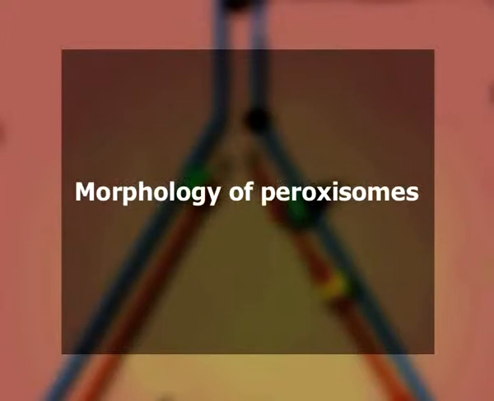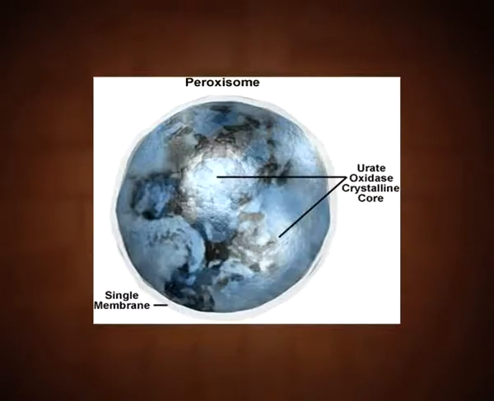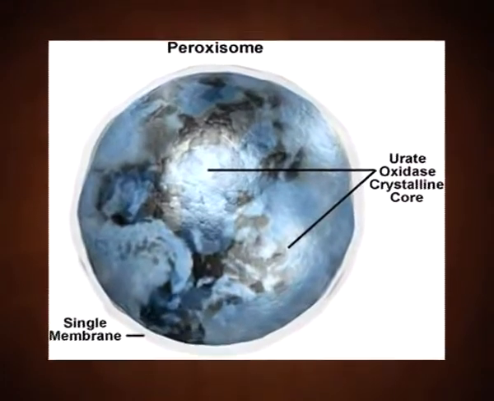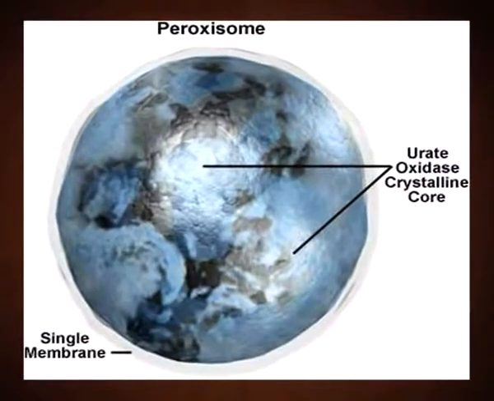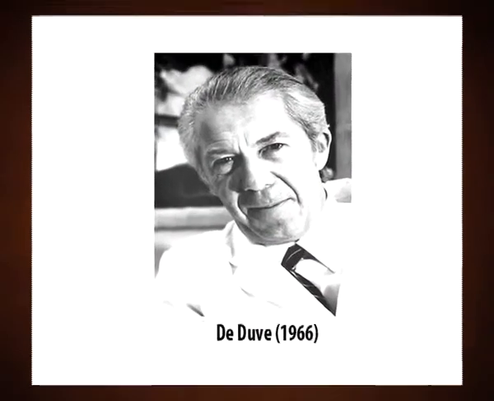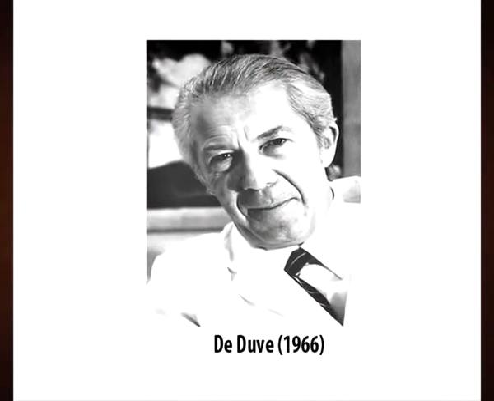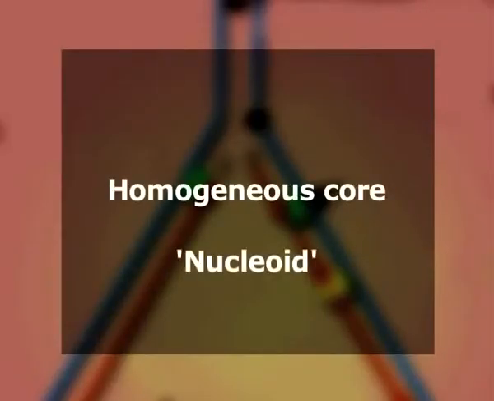Now, morphology of peroxisomes. Peroxisomes, also known as microbodies, are ovoid granules surrounded by a single membrane. Peroxisomes were discovered in 1966 by De Duve and his co-workers. They contain a fine granular substance condensing in the center to form an opaque homogeneous core, the nucleoid.